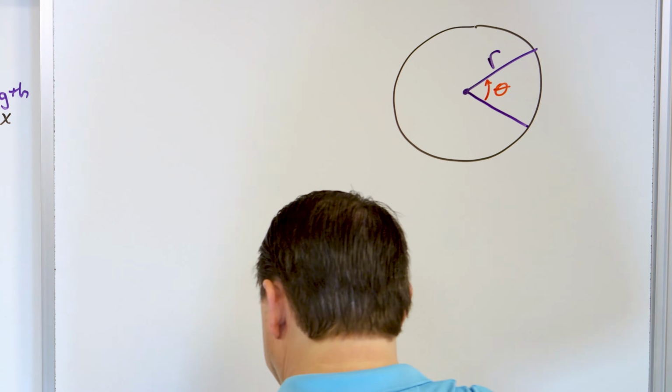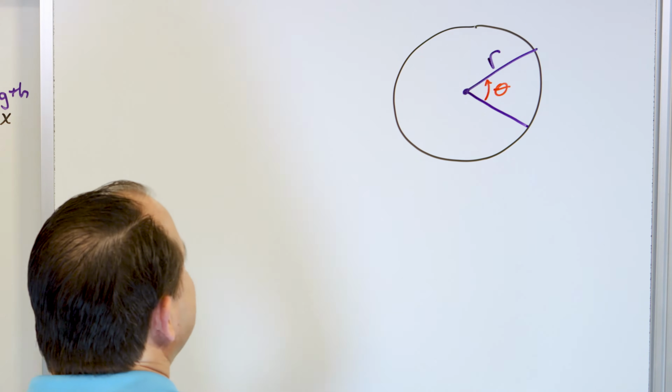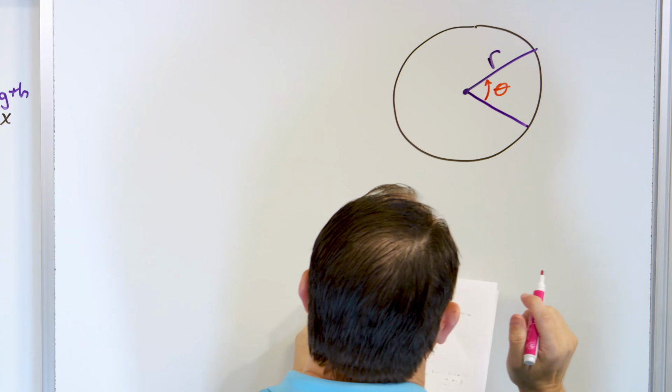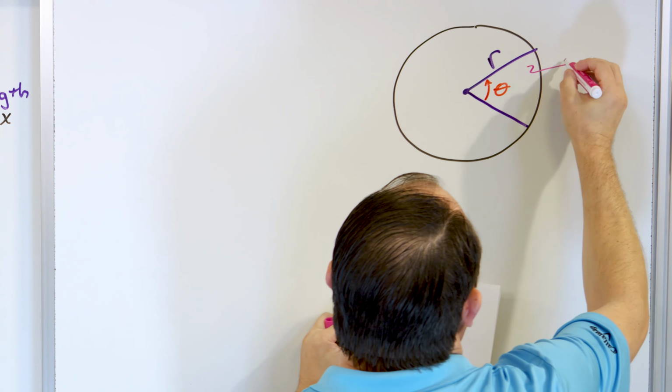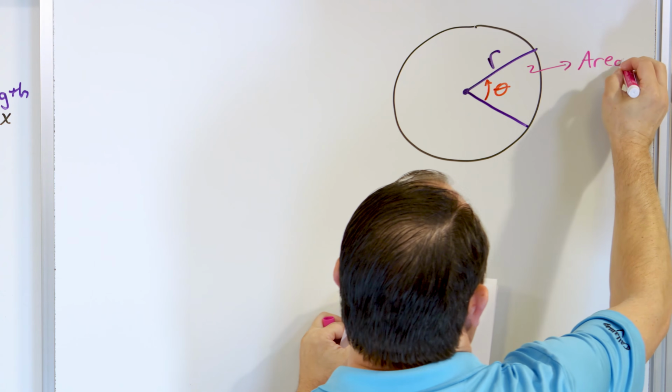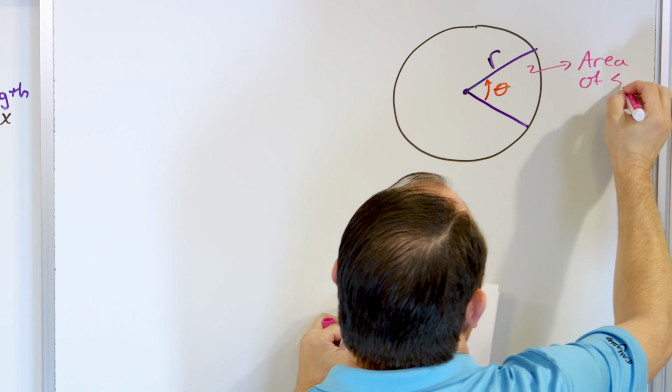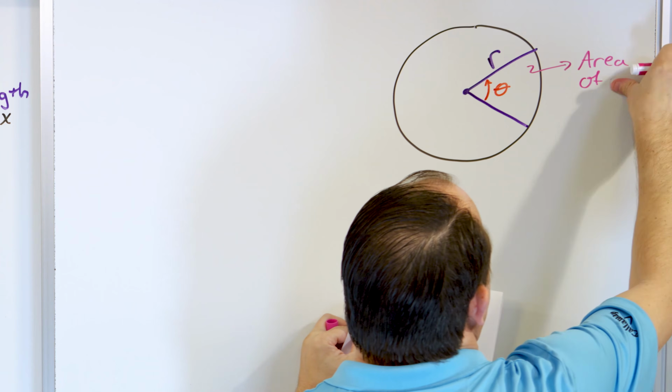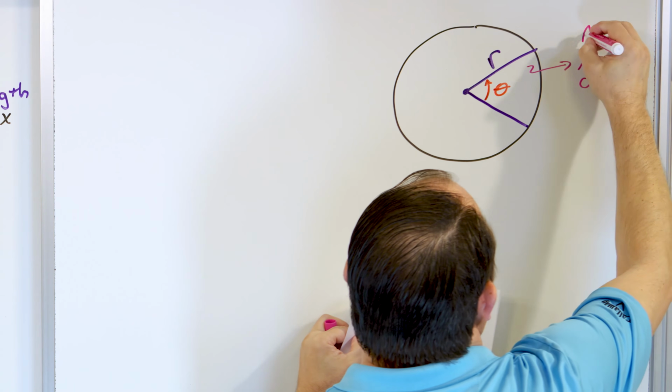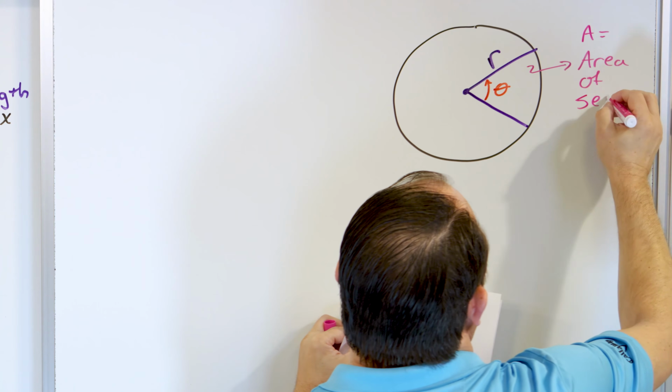Theta radians. Now what I'm going to do is say, what if I want to find the area of this shaded region right here? Area of the sector. So I'll say A equals the area of a sector.